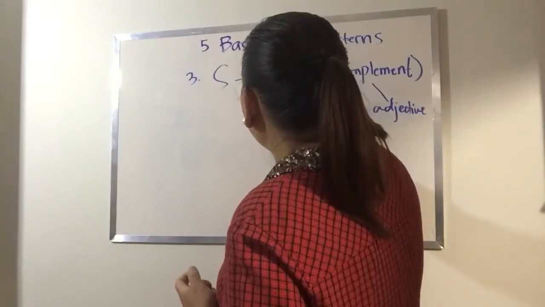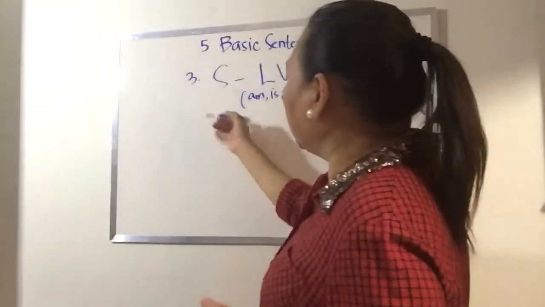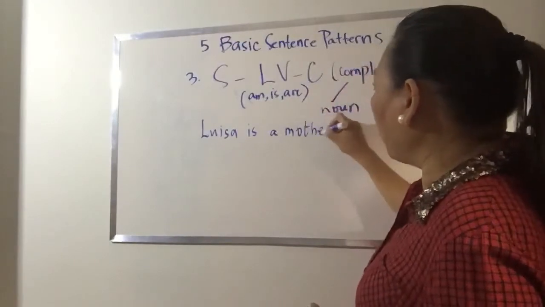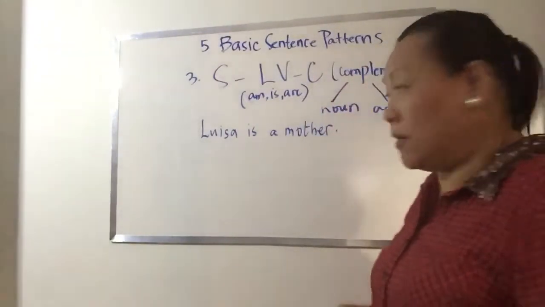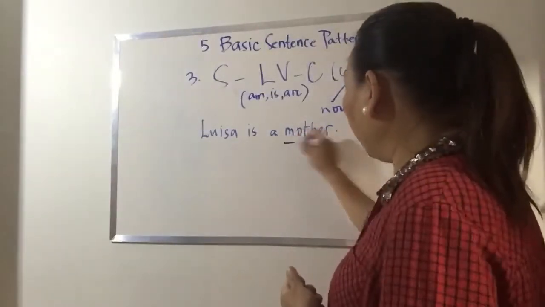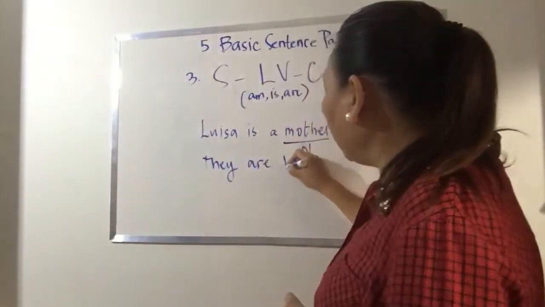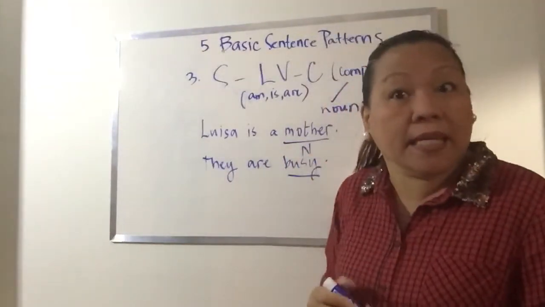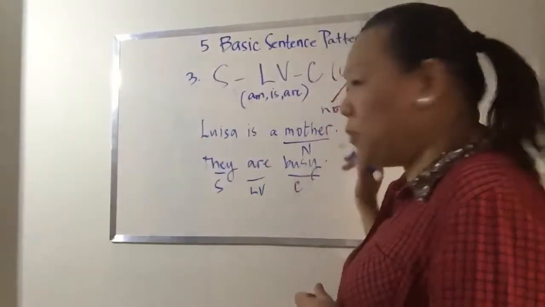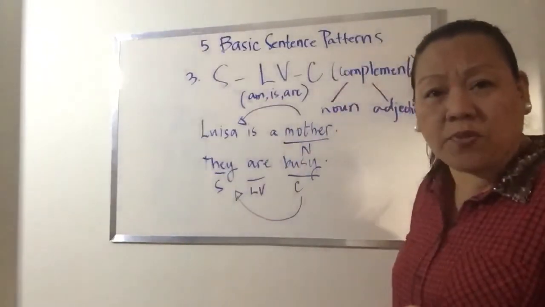Am, is, are. So an example of a sentence is Luisa is a mother. Okay, Luisa is a mother. Subject, verb be, which is the word is, and then mother is a noun. And then another example is they are busy. Busy is an adjective. So subject, linking verb, and then complement. So this refers to Luisa. This refers to the subject they.